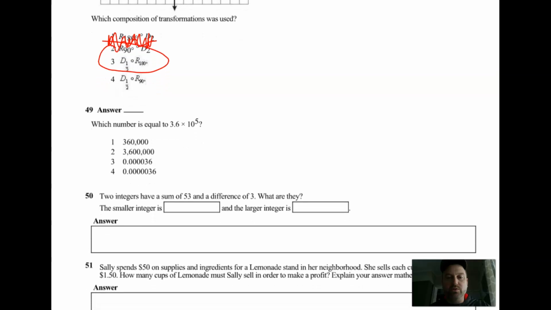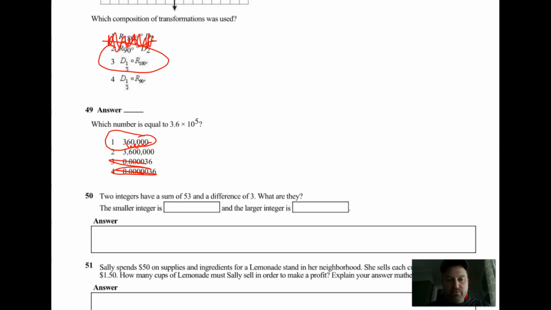Okay, 49. Which number is equal to 3.6 times 10 to the 5? Just take your decimal point and move it 5 places to the right. Again, a positive exponent means a big number. So hopefully you crossed off 3 and 4. The exponent is not how many zeros you put down. Sometimes it works out that way, but it's not always the case. So if I move 5 places to the right, start between the 3 and the 6. 1, 2, 3, 4, 5. Choice 1.